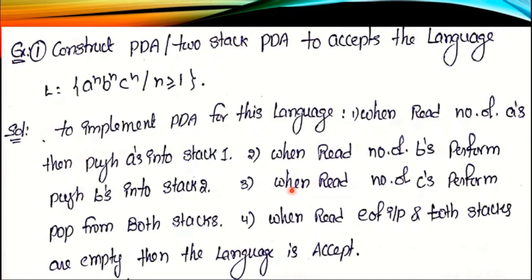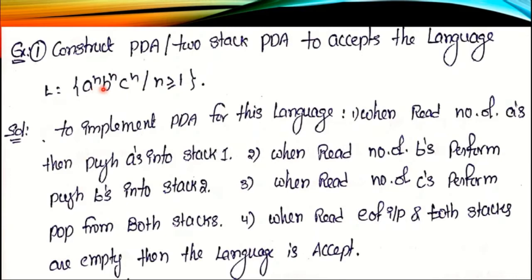So here the question is to construct a two stack PDA for the language A power n, B power n, C power n such that n is greater than or equal to 1. Just now we discussed that with the help of two stack PDA we can efficiently implement three variable variations. So here the given language also has three variable variations. A was varying n times, B was varying and C was varying. So totally three variables are varying. That's why with the help of two stack PDA we can implement a pushdown automata for this language.